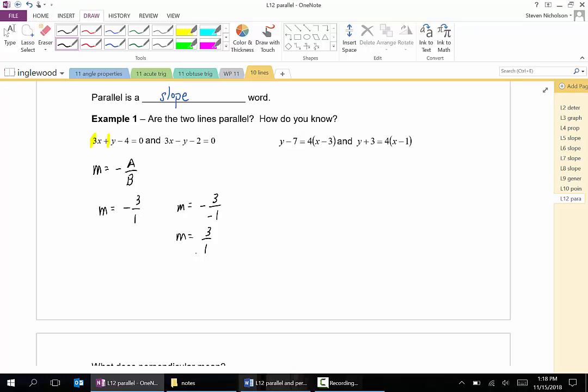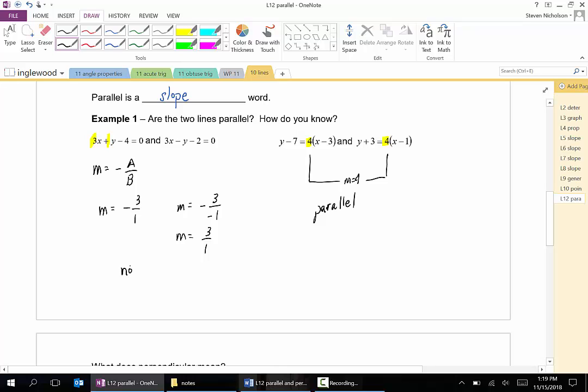Now the other way you could do this, of course, is put each in mx plus b form. And if you want practice, go ahead and do that, and you will see that the slopes are exactly the same. Now, the second question is entirely easier because both of those are in point slope form, and hopefully we know that the number in front of the brackets represents the slope. So as the slope here and the slope here are both 4, these lines are parallel.